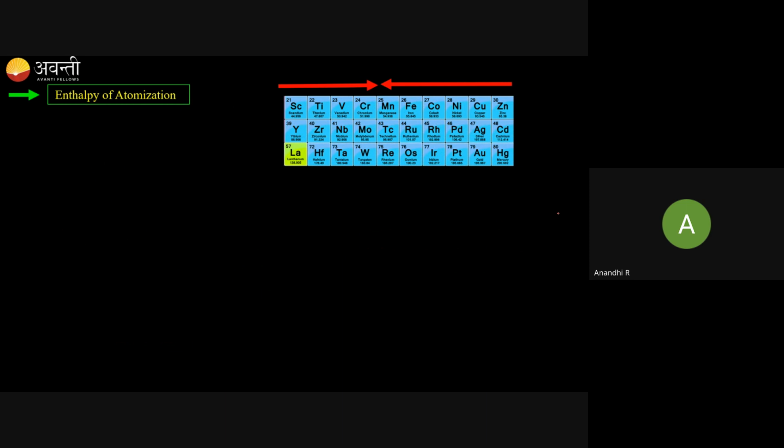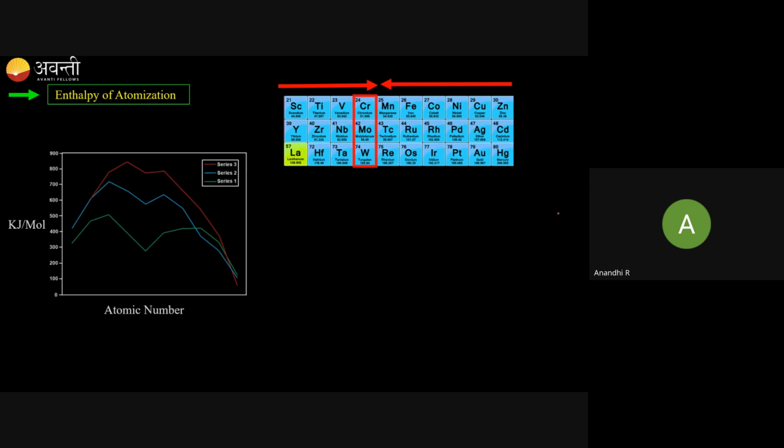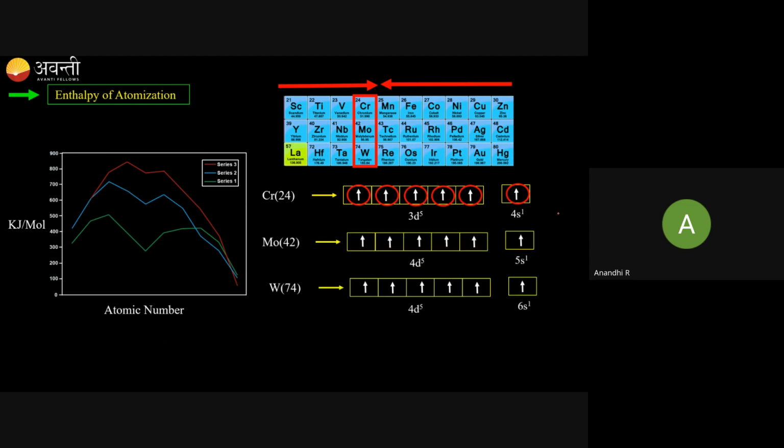Enthalpy of atomization also first increases, then decreases. Chromium has the highest value again, along with molybdenum and tungsten. Here the graph of atomic number versus enthalpy in kilojoule per mole is shown, which is there in your book also. Here also chromium has the highest value because of the same unpaired electron reason. If the unpaired electrons are more, the metallic bond is more. All the 6 electrons will form 6 bonds, so the energy required to break all the 6 bonds will be very high. That's why chromium, molybdenum, and tungsten have the highest enthalpy of atomization.